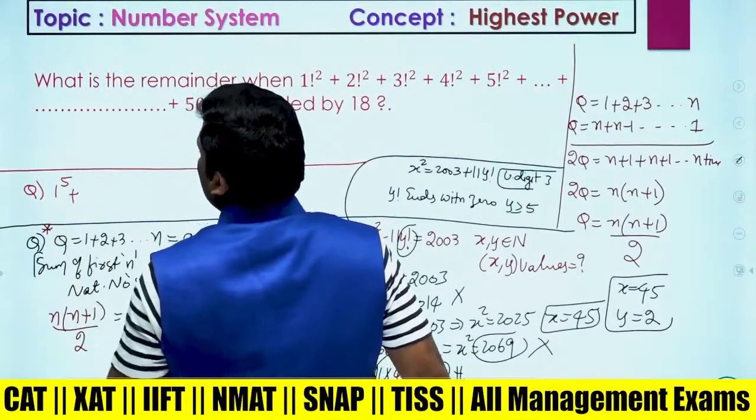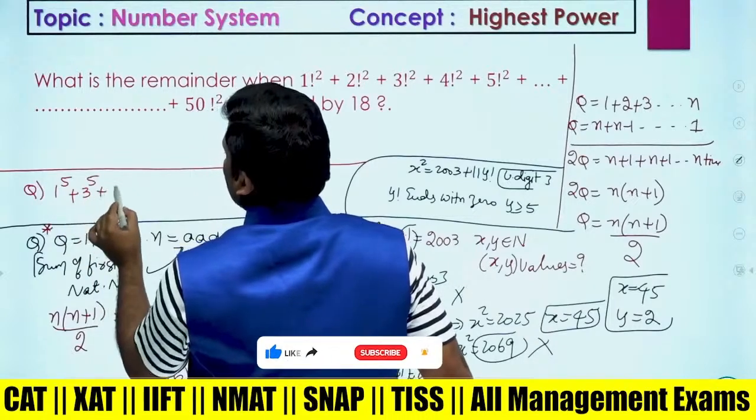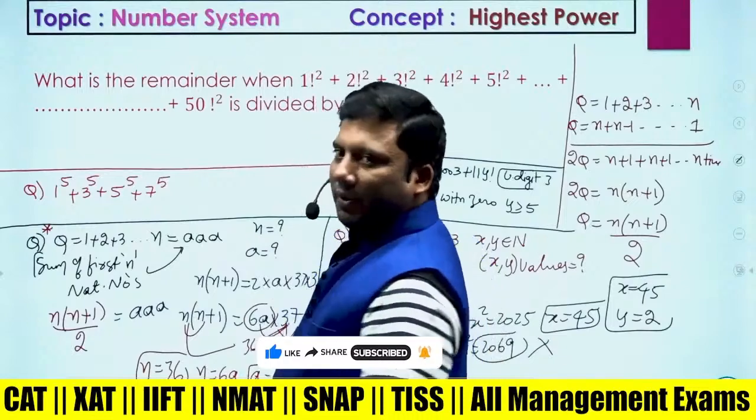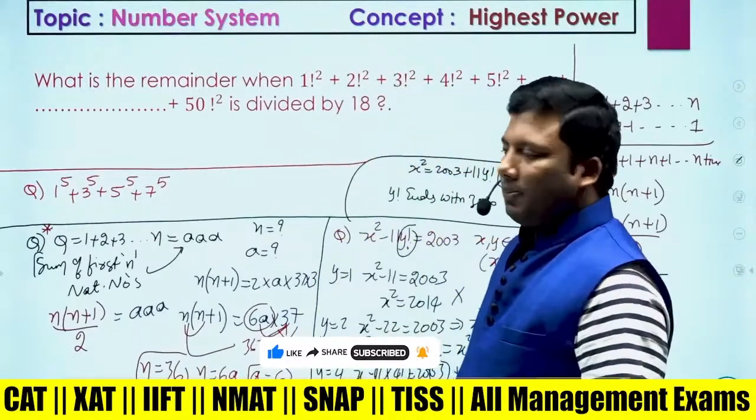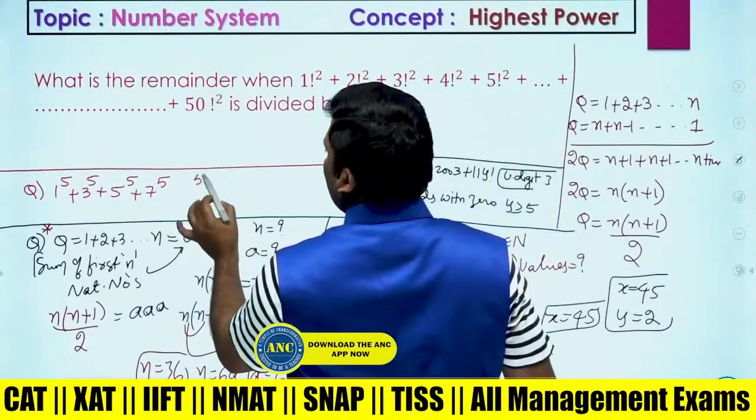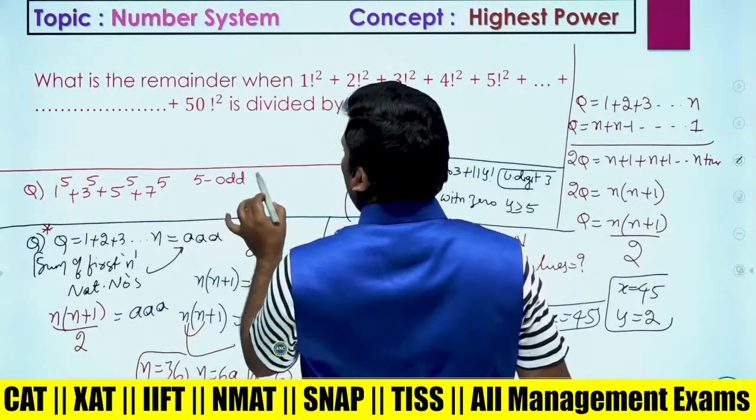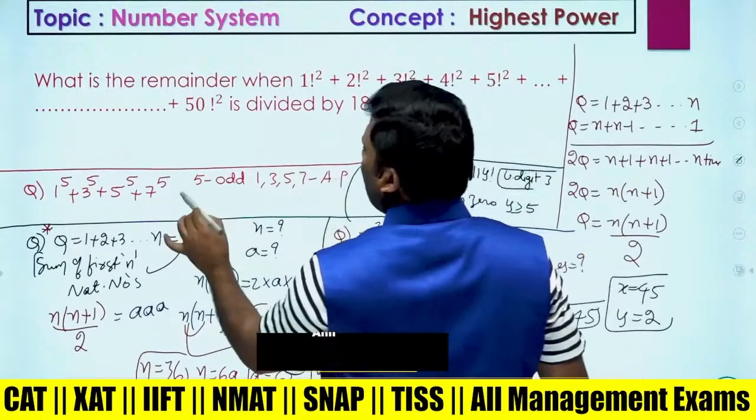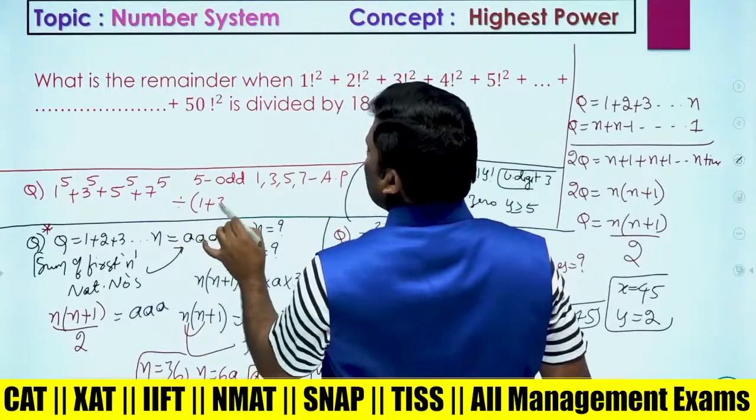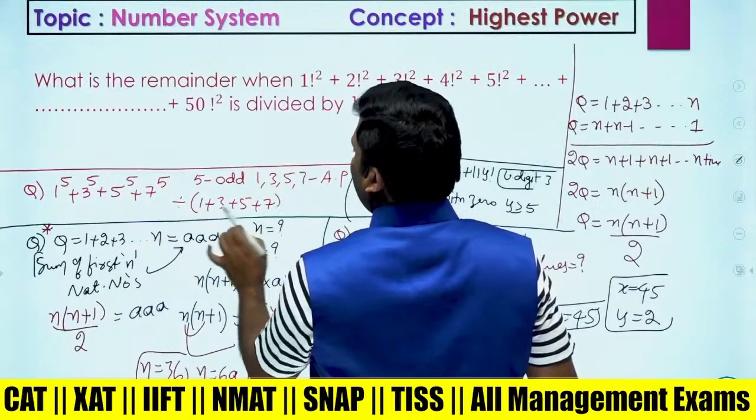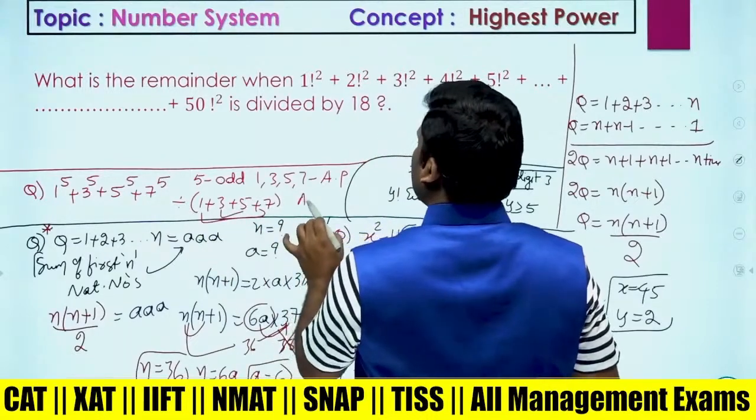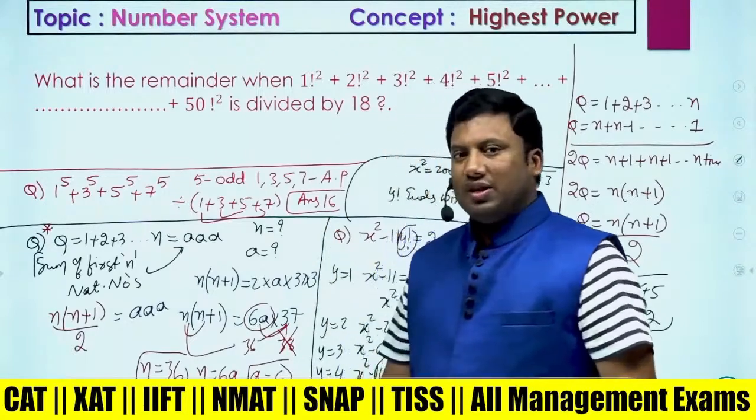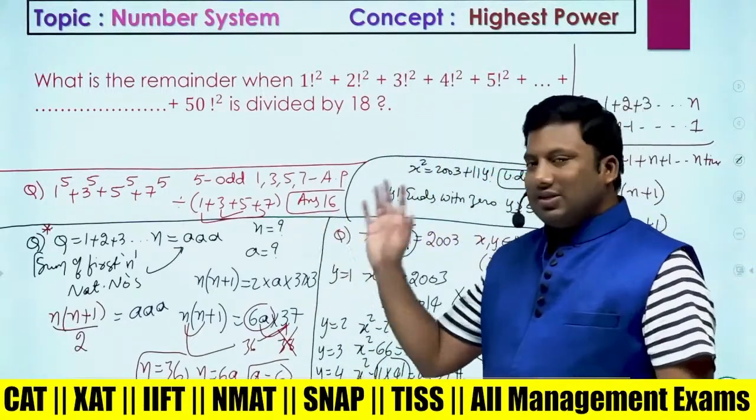Suppose the question is 1 power 5 plus 3 power 5 plus 5 power 5 plus 7 power 5. 5 is an odd number. 1, 3, 5, 7 are in arithmetic progression. So it is always divisible by the sum of the bases. 1 plus 7 is 8, 5 plus 3 is 8. Answer is divisible by 16. I hope the idea is clear.